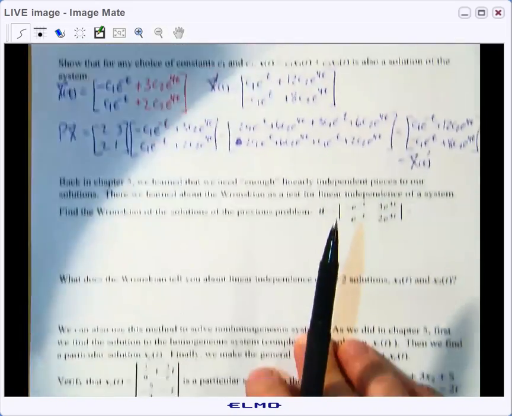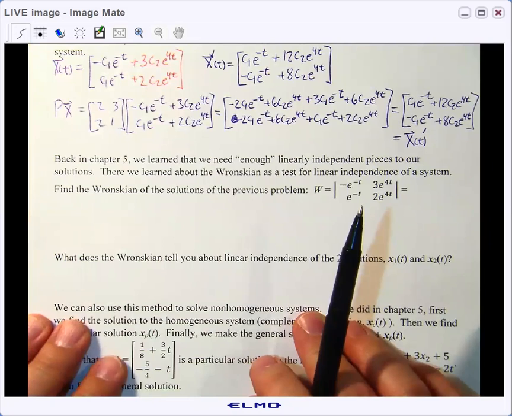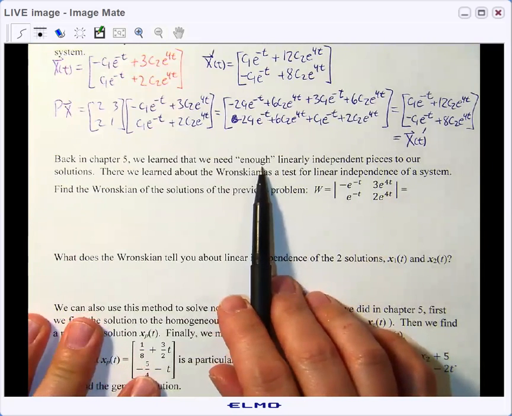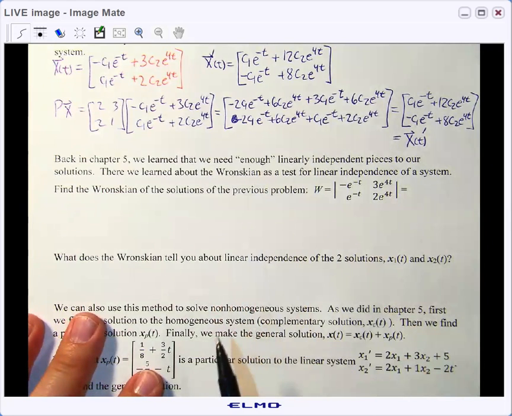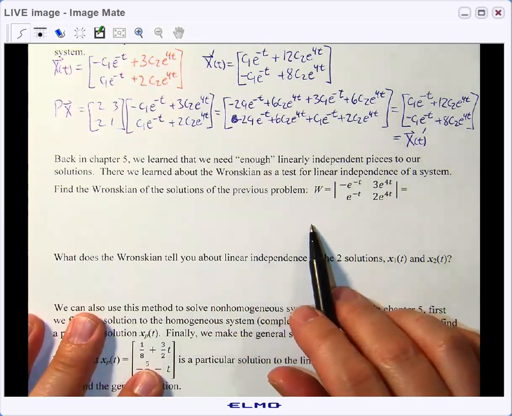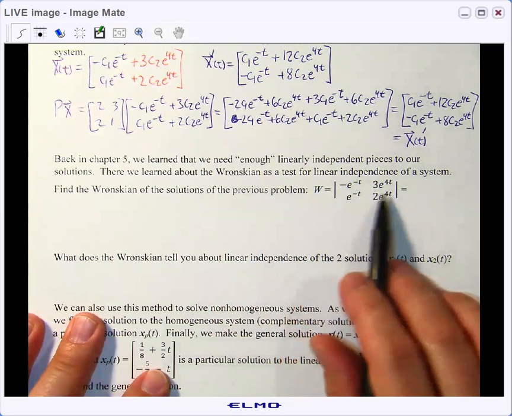Now think back to chapter 5 when we talked about having enough pieces for our solution. Our way to check for enough was testing if they were linearly independent or not. In chapter 5 we learned about the Wronskian as a test for linear independence. So let's go ahead and find the Wronskian for this problem right here.